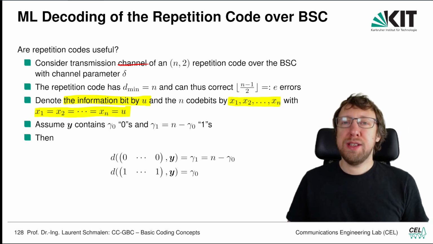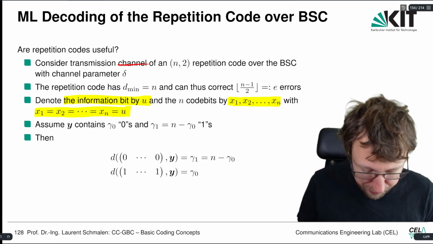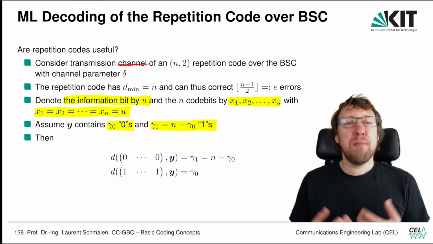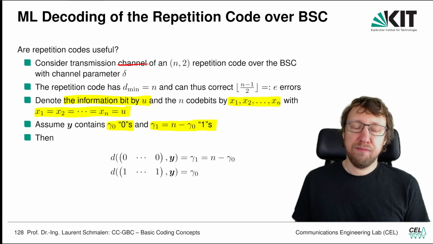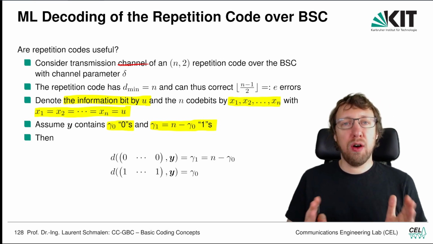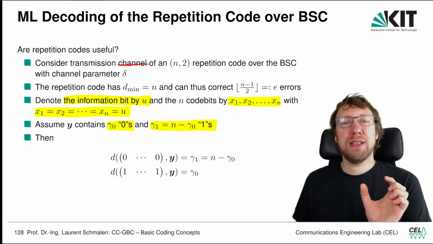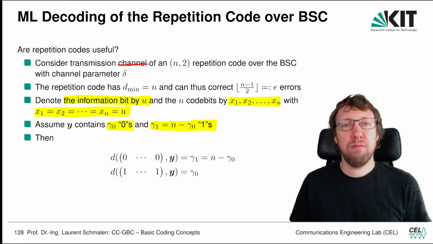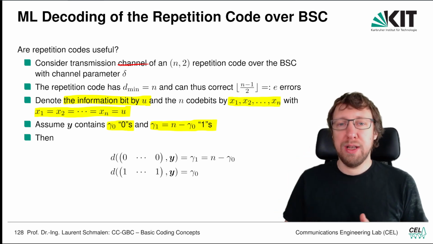So now we assume that the received vector y contains gamma 0 zeros and gamma 1 ones, which is n minus gamma 0 ones. Now we can calculate the distance of y to the two code words. And if we recall the maximum likelihood decoder over the binary symmetric channel, we know that it selects the code word which has the smallest Hamming distance to the received word y.